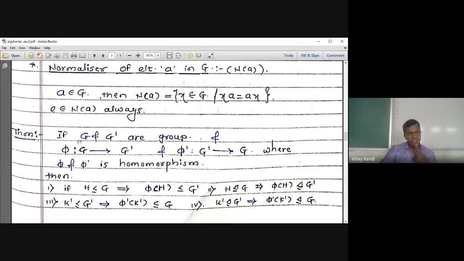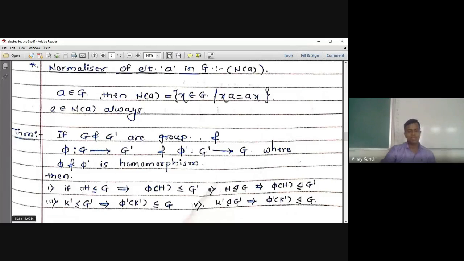Okay, if G and G dash are two different groups, and a function phi from G to G dash, and phi dash is the function from G dash to G, where phi and phi dash are homomorphisms. Homomorphism means it preserves the operation. Then all these four statements hold. What are these four? Look here.